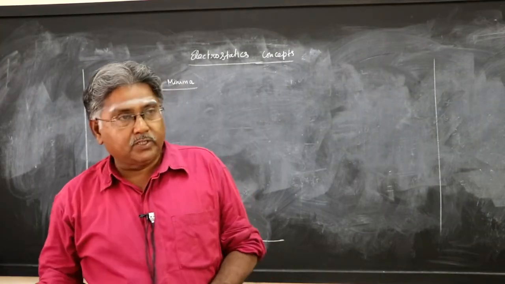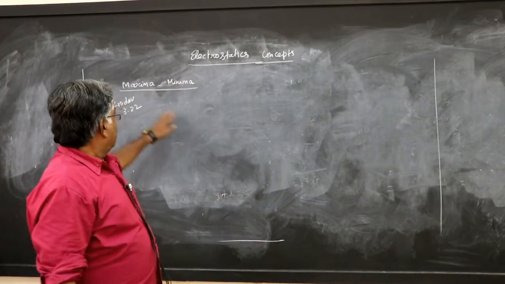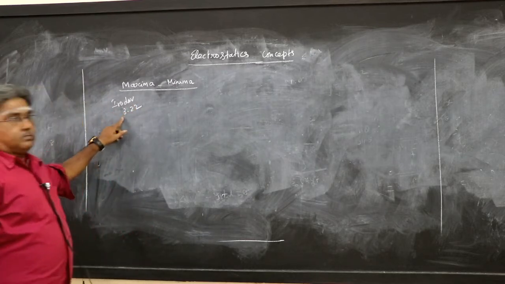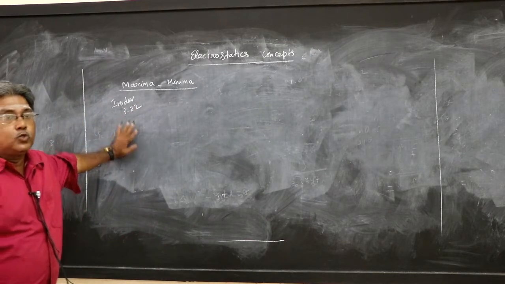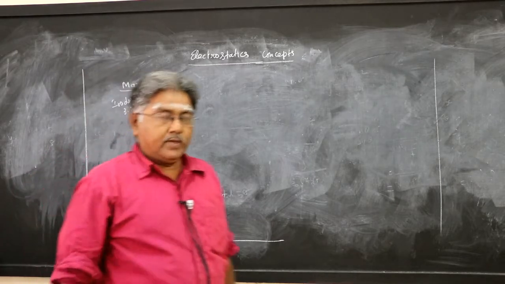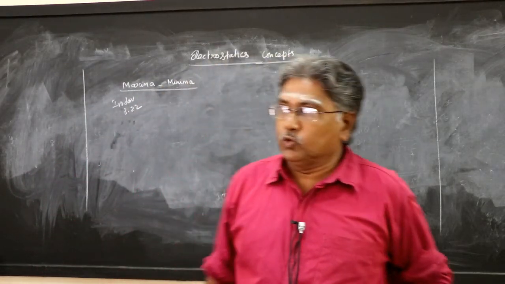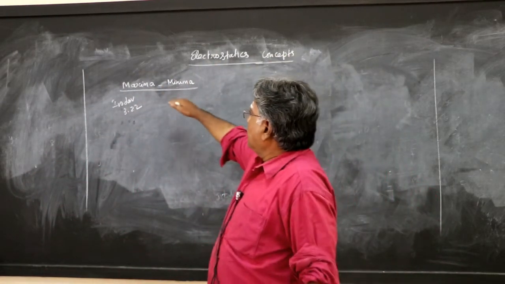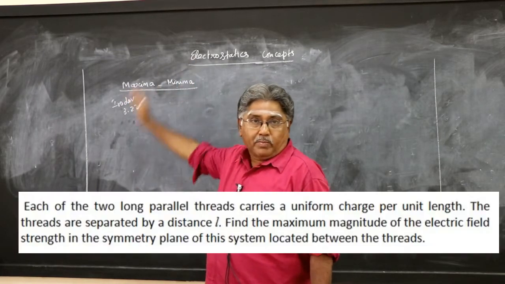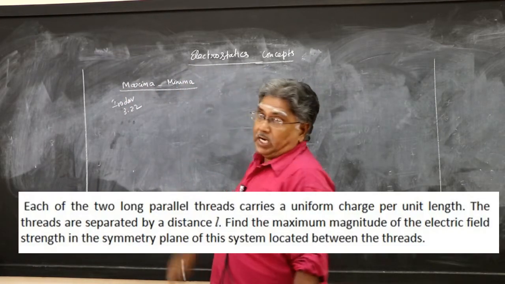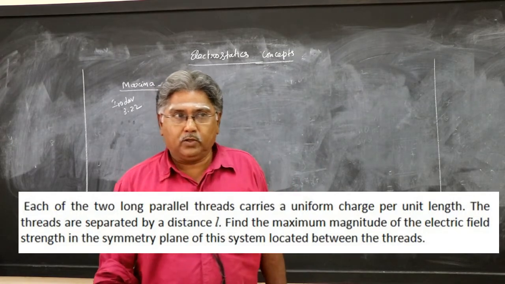The next sum is chosen from Irodov, sum number 3.22. It's also a case of Maxima-minima, and that also comes from electrostatics. Okay, we see what that is.